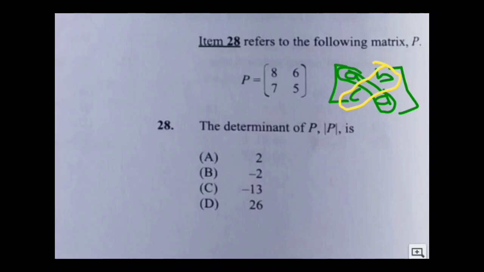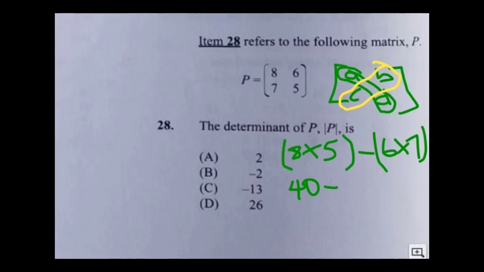Solving this now is going to be 8 times 5, subtracting 6 times 7. 8 times 5 is going to give us 40, minus 6 times 7, which would give us 42. Simplifying that, we'll have a determinant of -2, which is our determinant of P. So our answer is going to be B, -2.